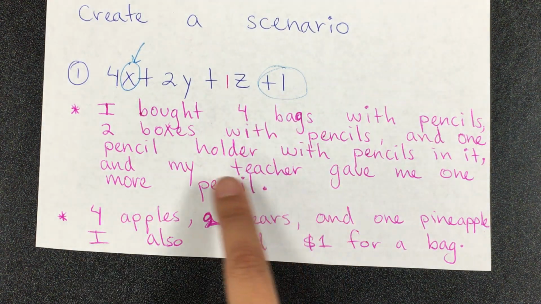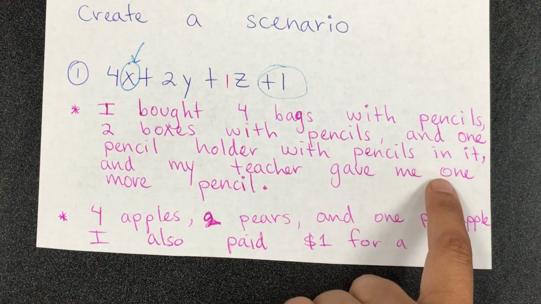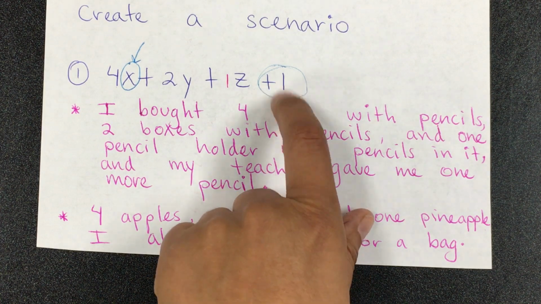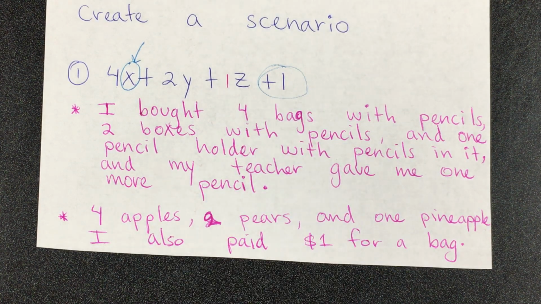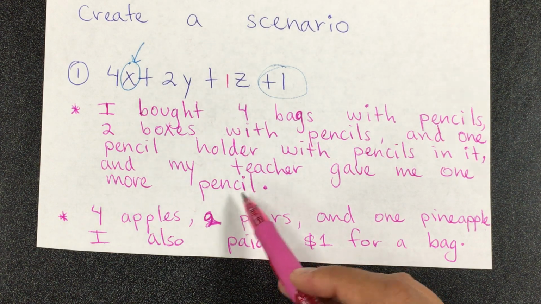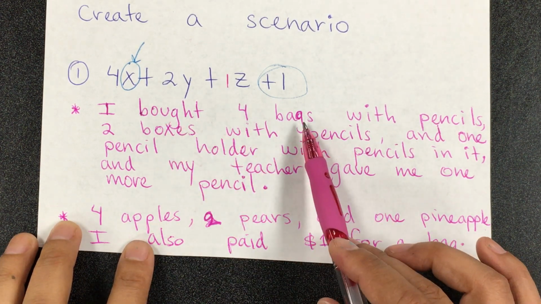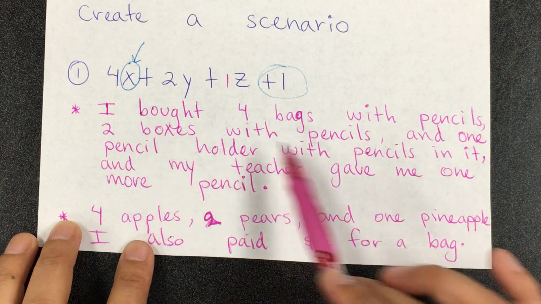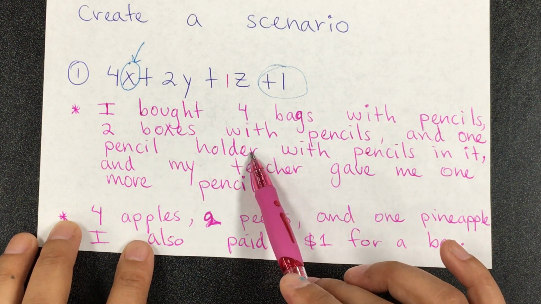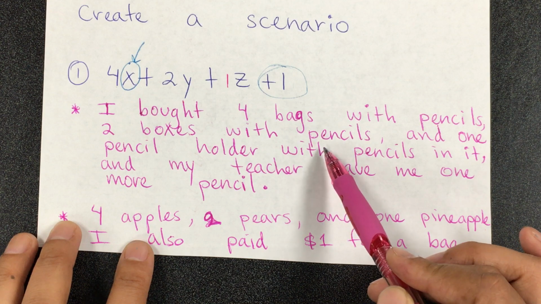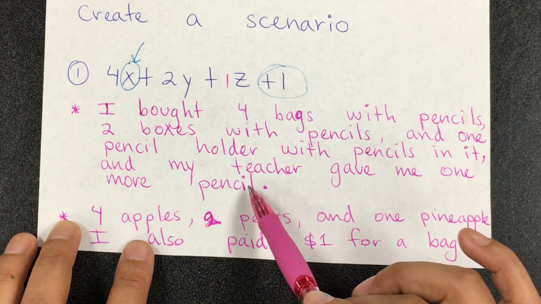And then it says, and my teacher gave me 1 more pencil. That's just one constant number. Why? Because we know that it's 1 more pencil, okay? It's not like a container. It's not a bag, it's not a box, it's not a pencil holder. That's why there is no variable, because we know that it's 1 pencil.